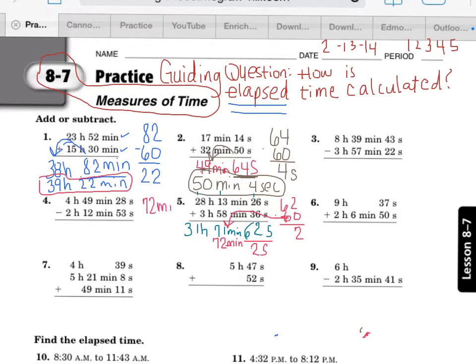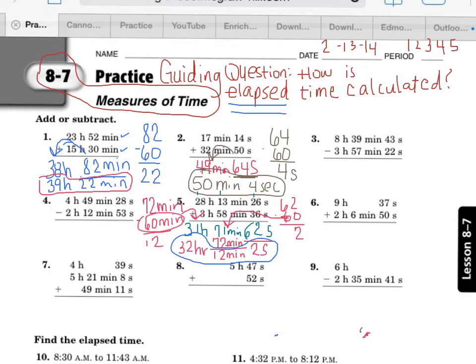72 minutes, which is too big, minus the 60 minutes. That leaves us with 12 minutes. And then the hour that you subtracted, that you took out, add it right here. 31 hours is now going to be 32 hours. And there's your answer. Okay, you're just shifting your 60s over. Okay, let's look at number 6.